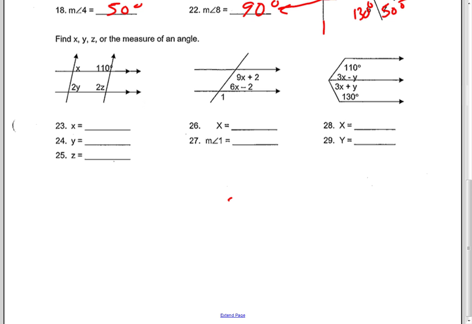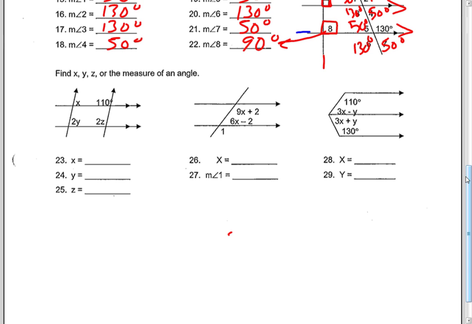The names we can use all the time, the relationships like congruent or supplementary, we have to wait until we have parallel situations like here and here.